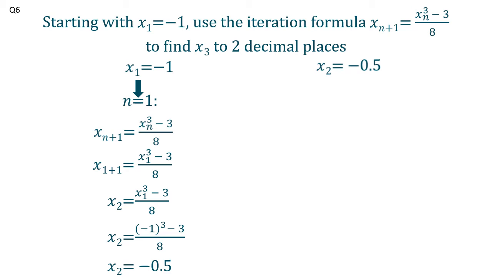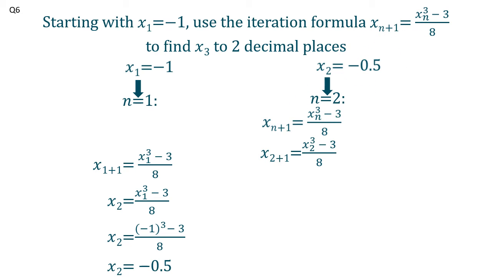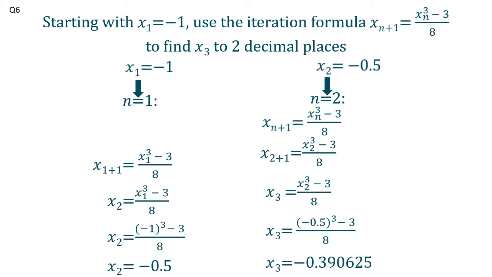Starting again with x2 equals minus 0.5, we now use n equals 2. Substitute all the n's for 2 in the iteration formula. We know 2 plus 1 equals 3, so that we can see that we're calculating x3. We've already found that x2 equals minus 0.5, so we can substitute that in. We can now calculate x3 as minus 0.390625. Our final answer is x3 equals minus 0.39 to 2 decimal places.